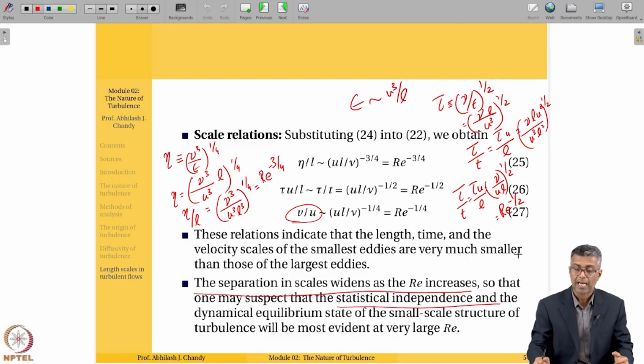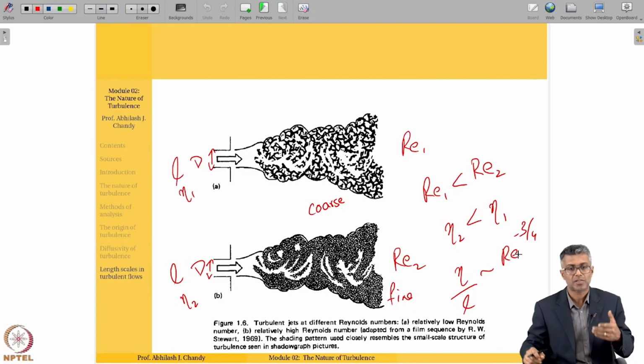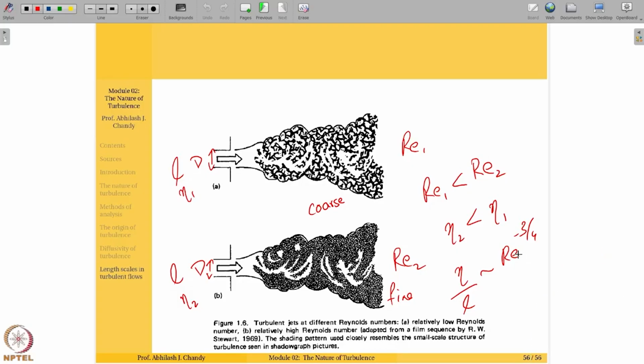And we realized that as Reynolds number keeps increasing, the gap between small scale and large scale for length, time and velocity widens. So that is evident from this image, which looks at two different Reynolds number jets, where one is at lower Reynolds number and the other is at higher Reynolds number, and as the Reynolds number increases, you have a more fine grained structure because the small length scale is keeping on decreasing.